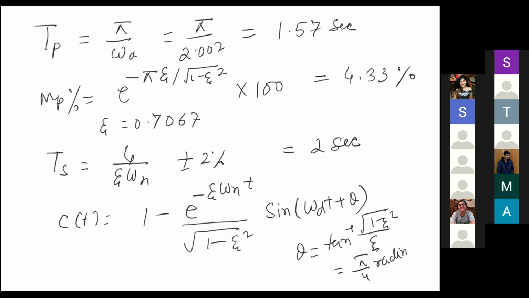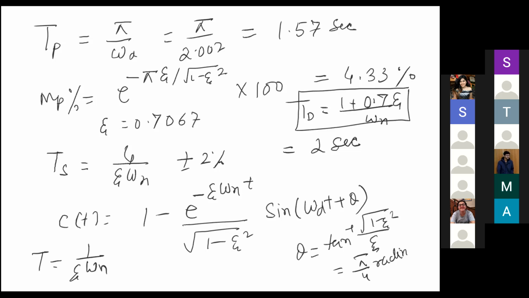Is this point clear? If you want to calculate the time constant, it is nothing but 1 upon zeta omega n. If you want to calculate the delay time, even though you have a formula for that one, the delay time is 1.1 upon zeta omega n. In that case, you can also derive it from Ct, that is 50% of the output. Then put Ct equal to 0.5, equal to 1 minus e to the power minus zeta omega n Td upon under root of 1 minus zeta square, sine of omega d t plus theta.